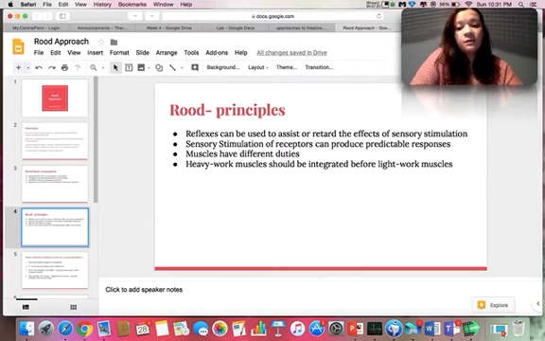And then we have heavy work muscles should be integrated before light work muscles. So, again, we can't have finger manipulation before we have control of our upper extremities, our arms.